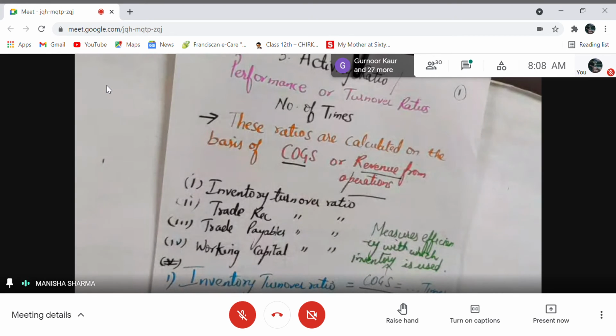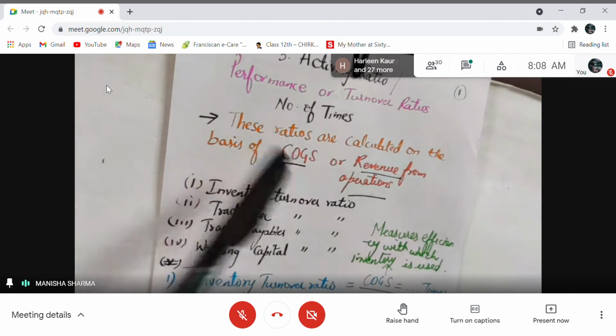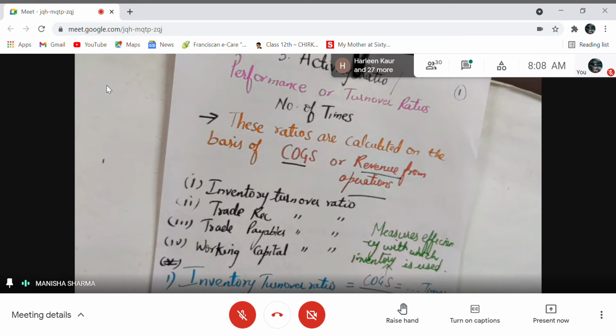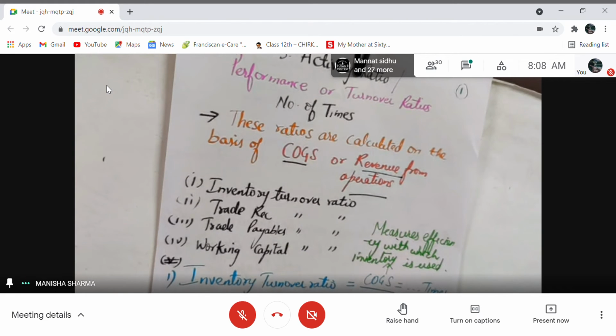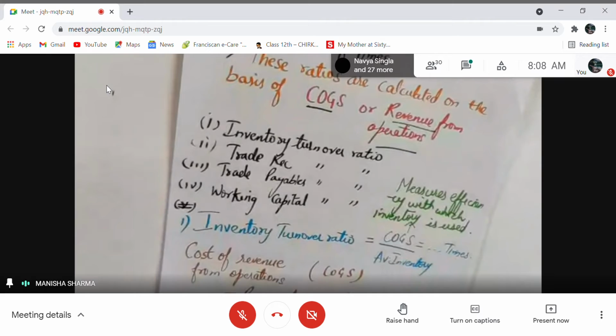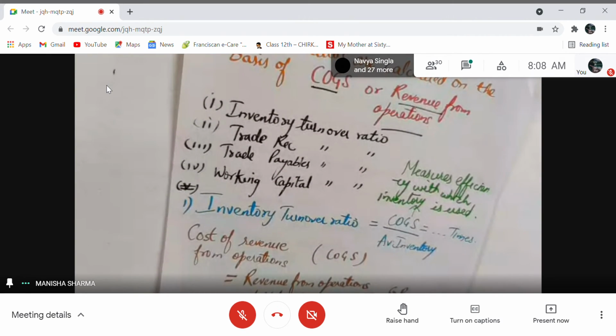Now the word net sales will also be there, but the main word that will be used instead of net sales would be revenue from operations, right? Revenue from operations is nothing but net sales. And COGS, that is cost of goods sold, you will be using the word cost of revenue from operations. So if the words cost of revenue from operations are used, it means it is cost of goods sold only, right? I hope I've made it clear that COGS is nothing but cost of revenue from operations, and net sales is nothing but revenue from operations.